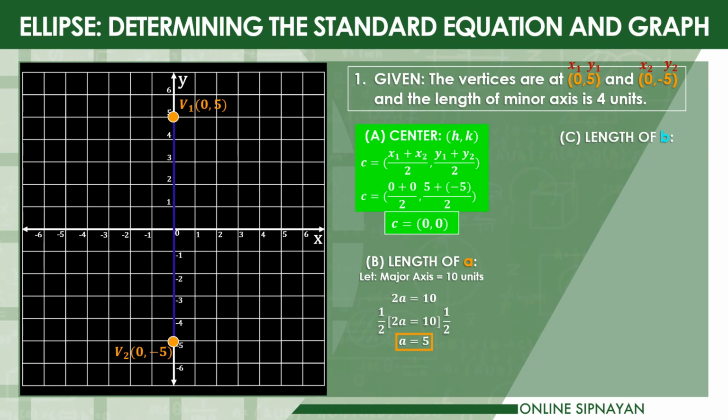Next is the length of b. So we will let the minor axis be equal to 4. So it is from the given. Using the formula from the summary table case number 2, we'll have 2b is equal to the minor axis.